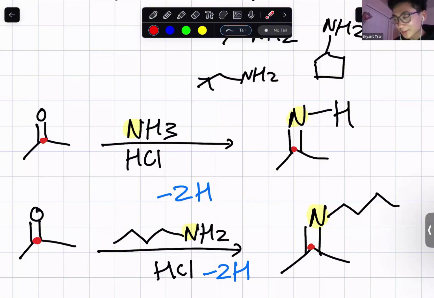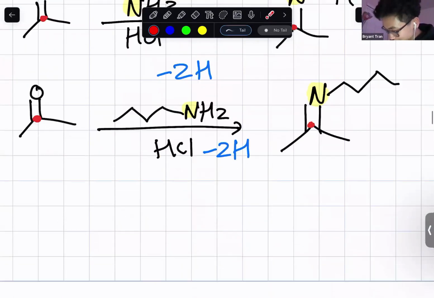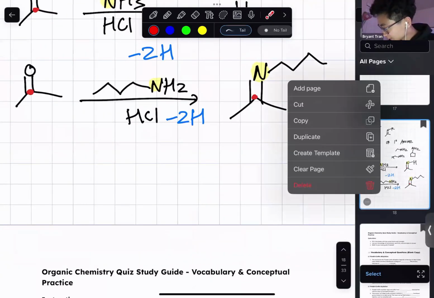I'll go over the mechanism if I have time at the end, but I want to go over the other questions that were sent. Why is the oxygen replaced? Yeah, so that's going to talk about the mechanism on why it's replaced. Actually, yeah, let me just do the mechanism here really quick. And I'm going to do it with the primary amine.